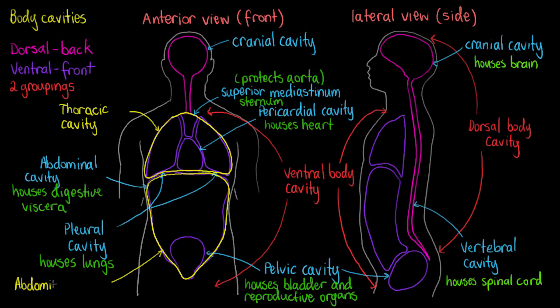So that's all of the cavities in the body, guys. We've got the dorsal and the ventral, and now you know the correct name for all of them and how to subdivide them. I hope this has been helpful for you guys.